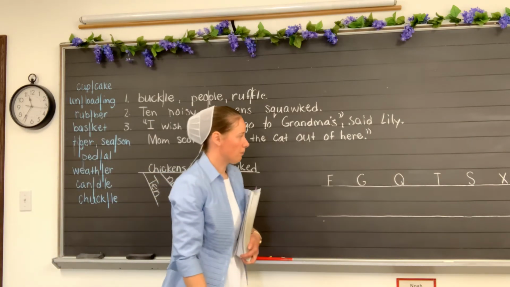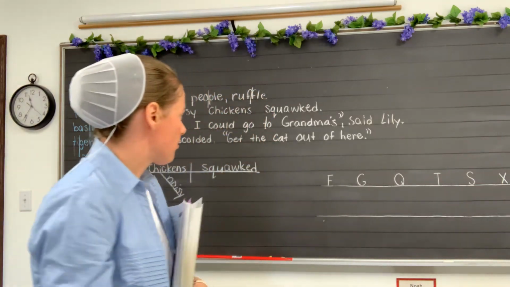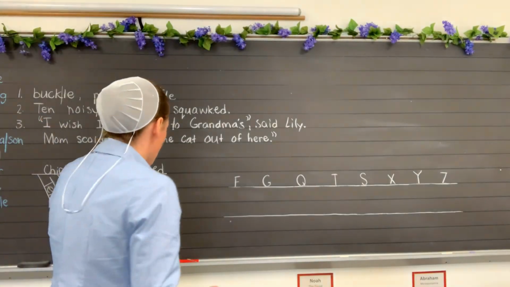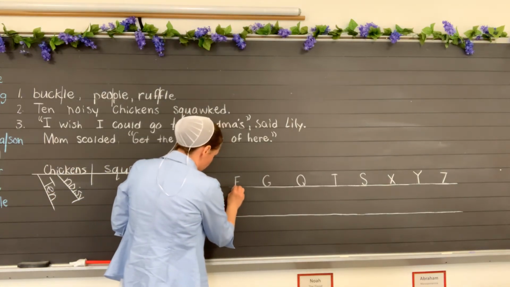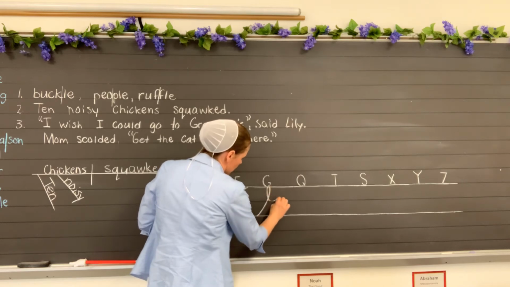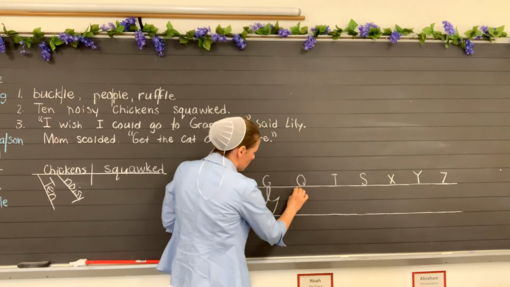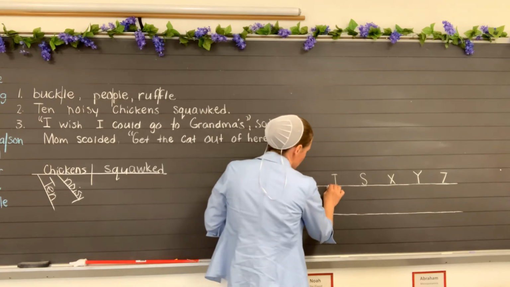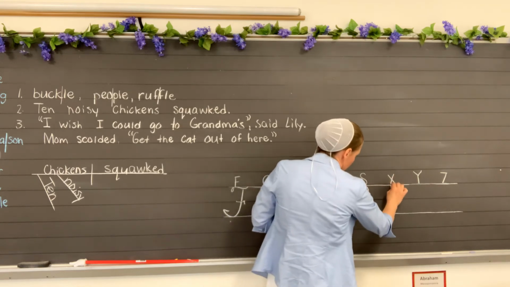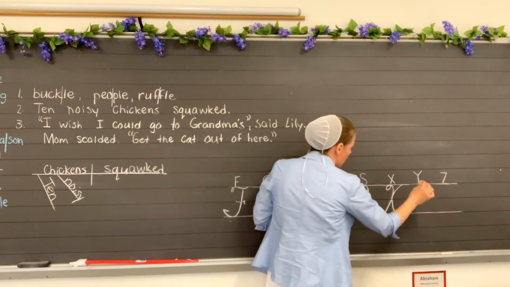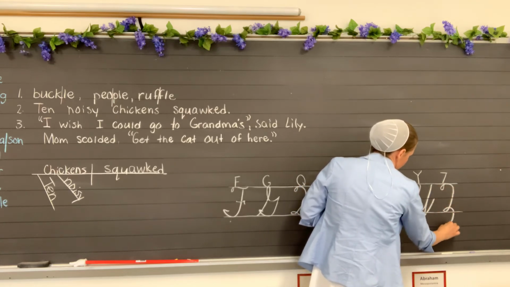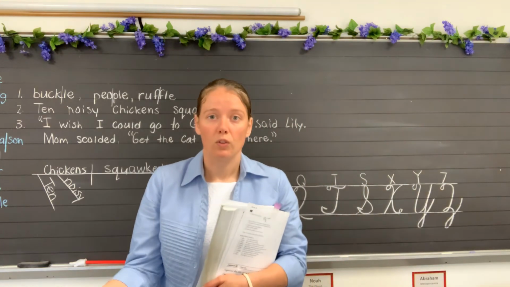Okay, and then let's review your cursive over here. So we have F and a G and a Q and a T and an S and an X and a Y and a Z. So F's, we go like this with the S. And the G's go like this. Q's and T's. S's. X. Y. And Z. Okay, so those were the last letters that you learned in cursive.